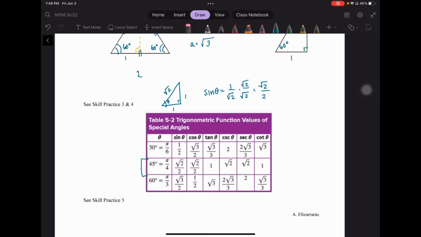The cosine is the same thing, because the adjacent is also 1 over root 2. Tangent is opposite over adjacent, or 1 over 1. And then the reciprocal is, remember, hypotenuse over opposite, or root 2 over 1. Secant is hypotenuse over adjacent, or root 2 over 1, and then cotangent is, again, 1 over 1.